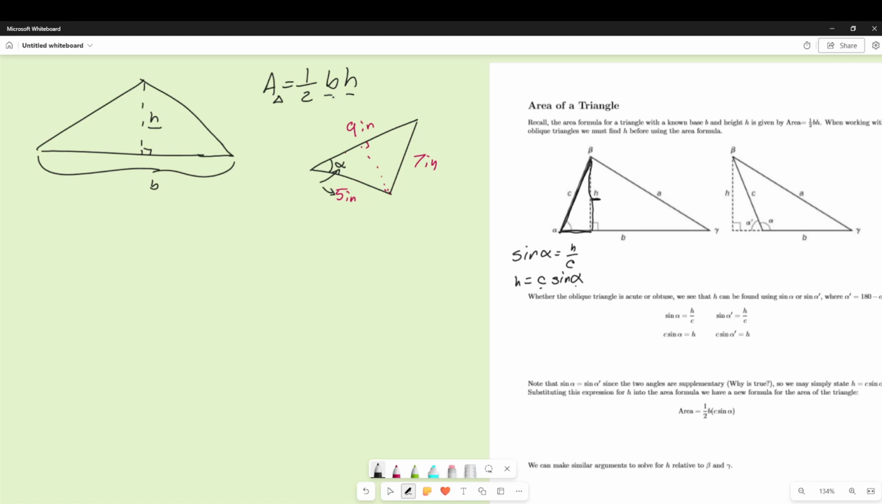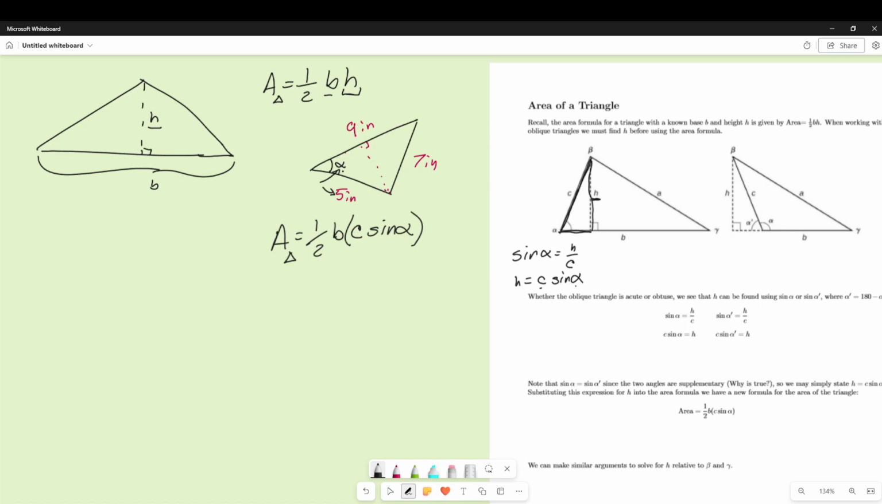And instead of using that height, we can adjust our triangle formula, 1/2 base times that height, as 1/2 base times c times the sine of alpha. So it gives us a nice way to find area without having to find that height.